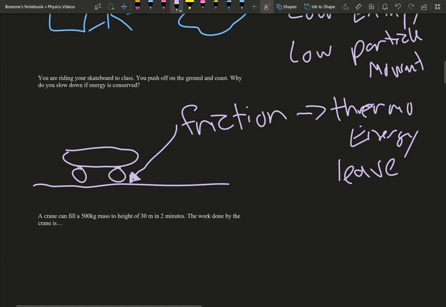You are losing energy, but the world isn't. When we say energy is conserved, we mean in the whole entire world, the whole entire universe. We're thinking big picture here. An object can lose energy. You felt like you lost some energy. But the whole entire universe cannot lose energy. It's just transferred. So when your skateboard slows down, that friction against the ground is causing thermal energy to leave your skateboard. That's why you slow down.